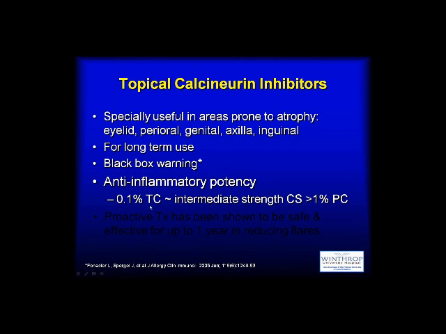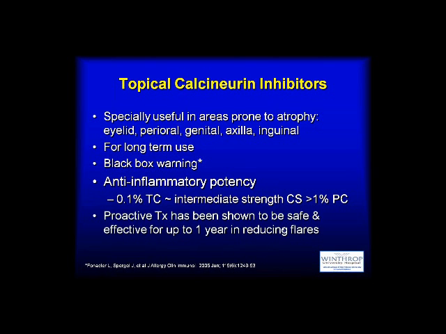Anti-inflammatory potency equivalent: so 0.1% tacrolimus is equivalent to an intermediate corticosteroid, such as your fluticasone or Cutivate. So the tacrolimus of the highest percentage, 0.1, is just an intermediate strength corticosteroid, not a high strength, and this is more potent than your 1% pimecrolimus. Proactive treatment has been shown to be safe and effective for up to 1 year in reducing flares.